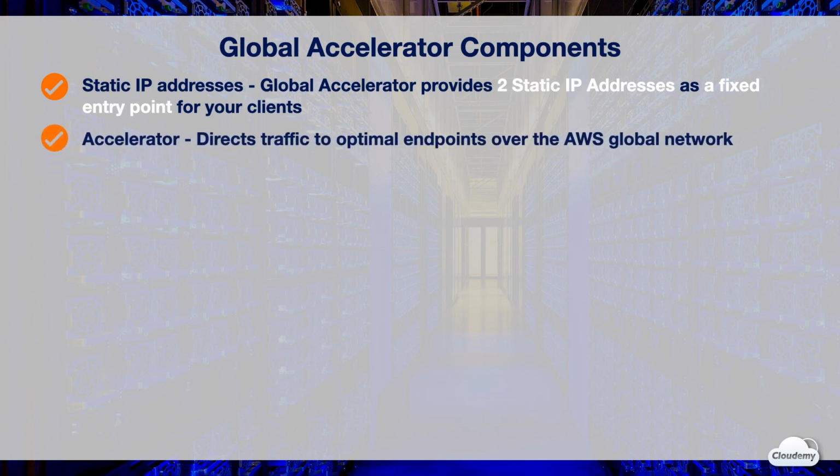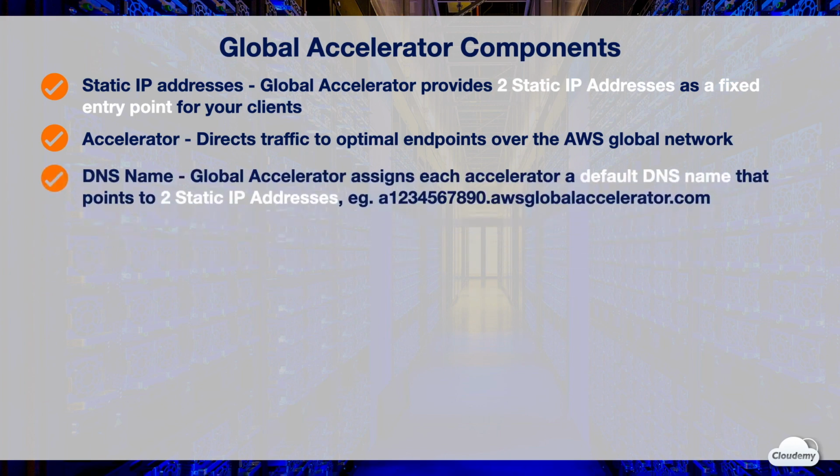Global Accelerator provides you with an accelerator that directs traffic to optimal endpoints over the AWS Global Network to improve the availability and performance of your internet applications. Each accelerator can have one or more listeners. Global Accelerator assigns each accelerator a default DNS name that points to two static IP addresses. The DNS name is composed of a random string and awsglobalaccelerator.com. Depending on the use case, you can use the DNS name or static IP addresses, or set up DNS records to route traffic using your own custom domain name.